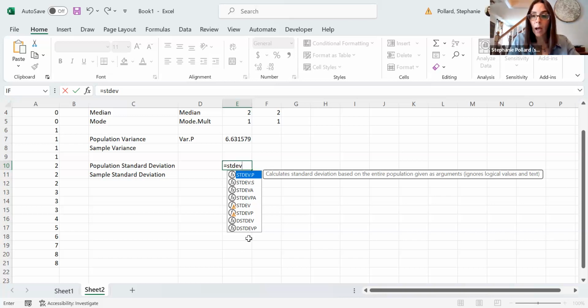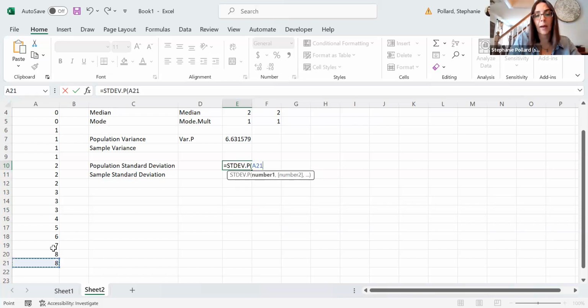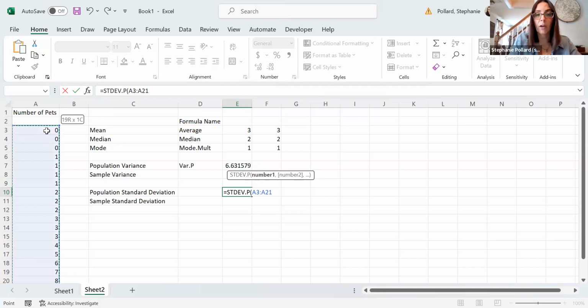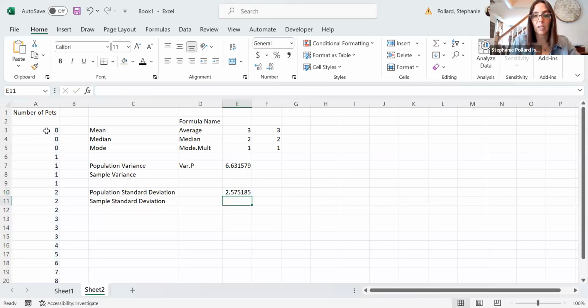And again, there's lots of options. The ones that we're using are .P for population and .S for sample. You don't have to worry about any of the others. So if this is population data, I'm going to click the one that says .P. And again, then the process is the same. I'm just going to go ahead and select my data. Once I have the correct data selected, I'm going to go ahead and hit enter, and that would be the standard deviation for the population.